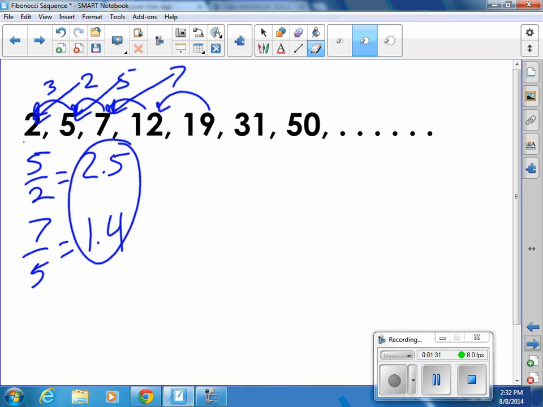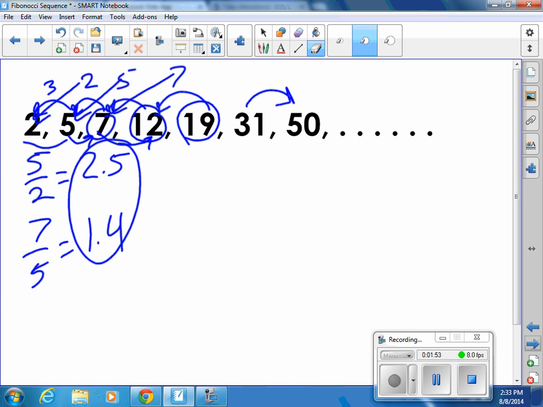So what has happened is the 2 and the 5 were added to get 7. The 5 and the 7 were added to get 12. The 7 and the 12 were added to come up with a sum of 19. So once we recognize that pattern, we can continue that pattern to find the others.